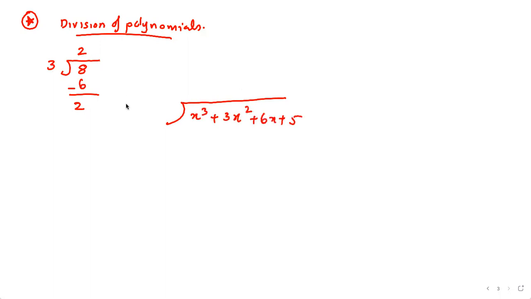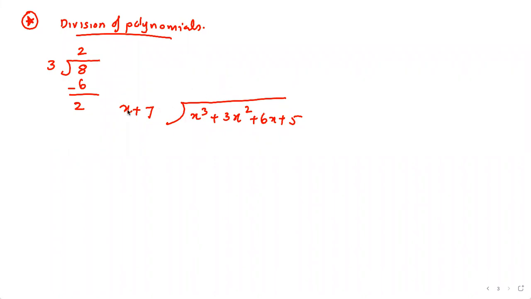If I'm dividing with another polynomial, let's say x plus 7. Now, when you're dividing, this is your divider. Here what you get is called the quotient, and at the end what you get is called the remainder. So we're going to understand the procedure in which we divide a polynomial with another polynomial.